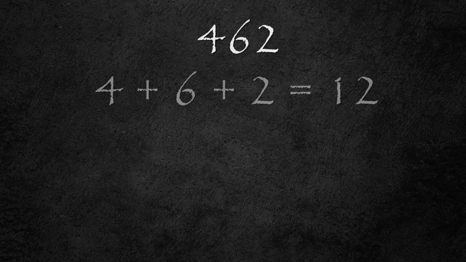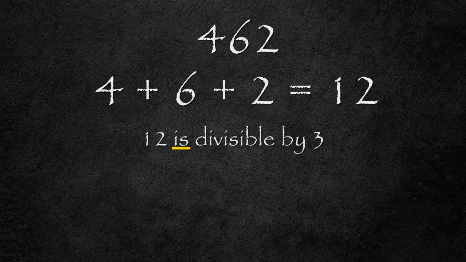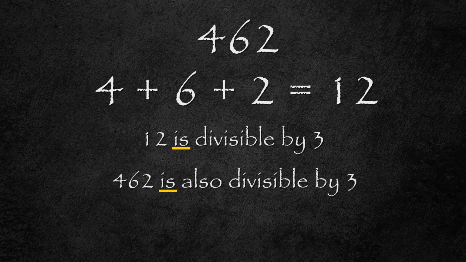For example, if we want to find out if 462 is divisible by 3, we add the digits 4, 6 and 2, which totals 12. Since 12 is divisible by 3, we know that 462 is also divisible by 3.